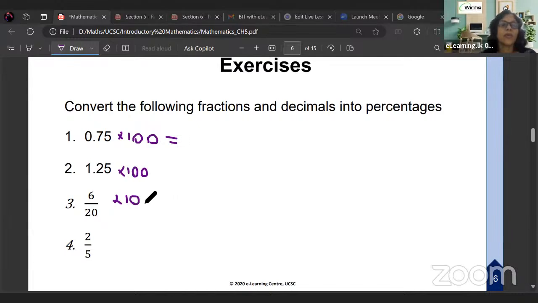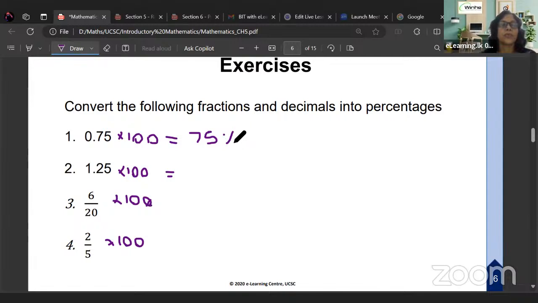Right? So what you have to do, Rohit is correct, is multiply everything by 100. Multiply everything by 100. So if you multiply this, sorry, you will get 75% for the first one.